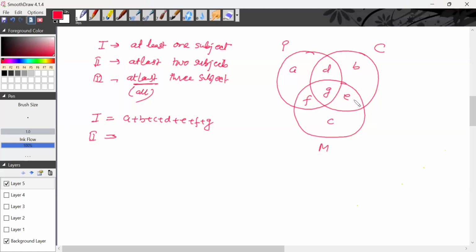Roman number 2, at least 2. At least 2 in the sense I have to take these 3, which are exactly 2, as well as all 3. So it should be D plus E plus F plus G, right? And this simply means G. ठीक है. Now if I add them, I'll be getting an equation.